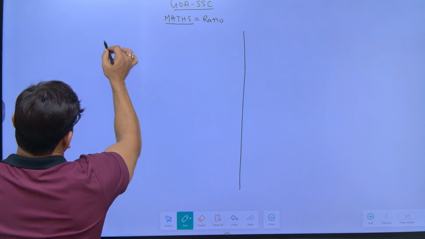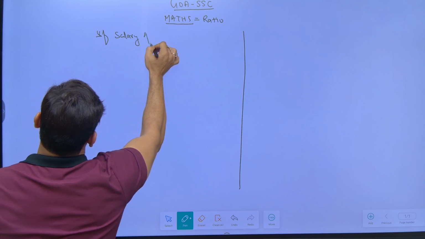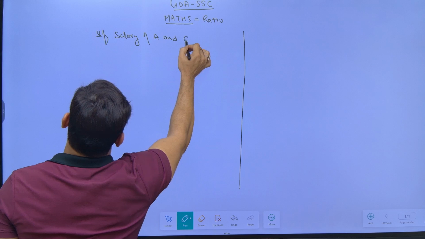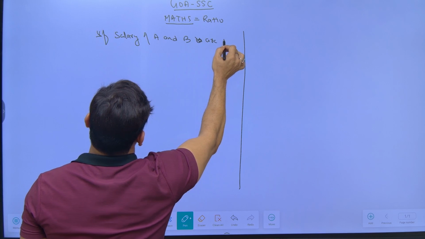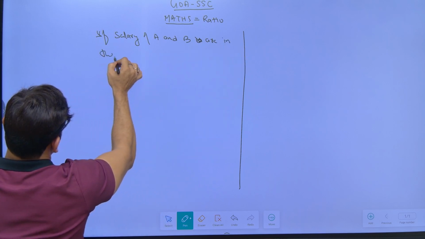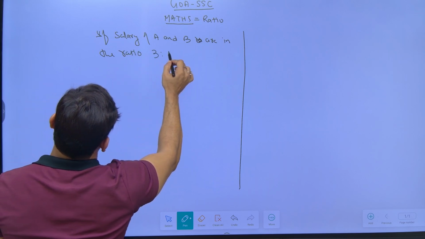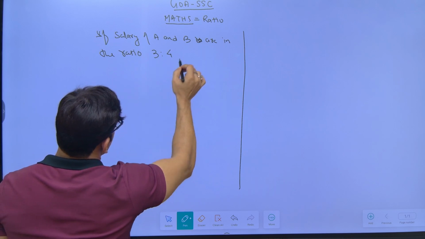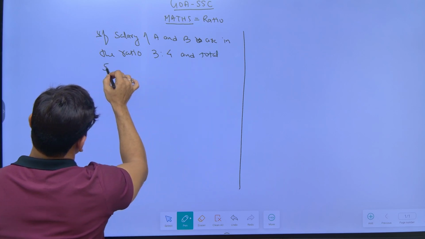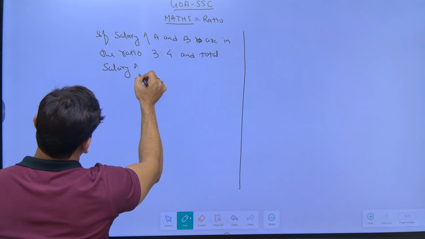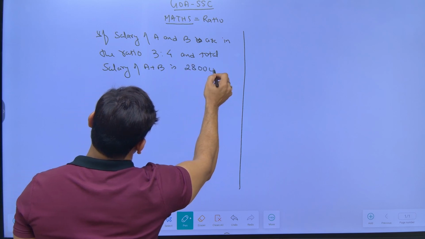So I'm writing a question. If the salary of A and B is in the ratio 3 is to, let's say, 4, and the total salary of A plus B is, let's say, 28,000.